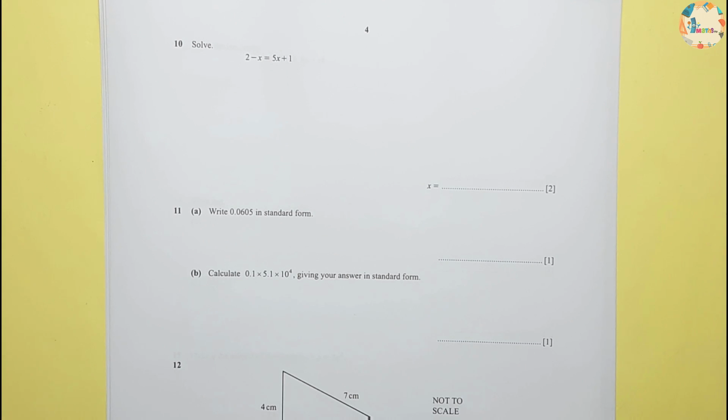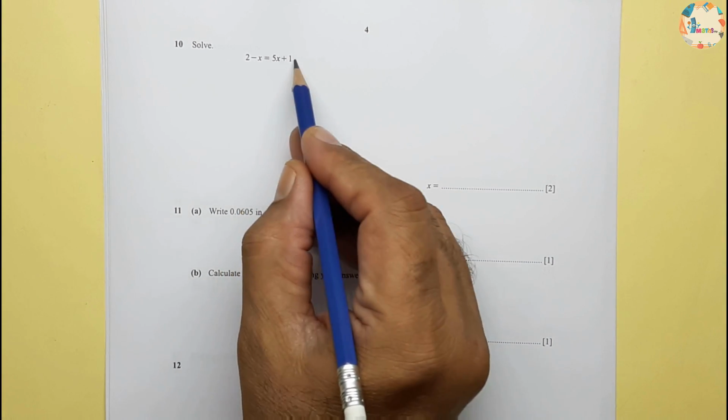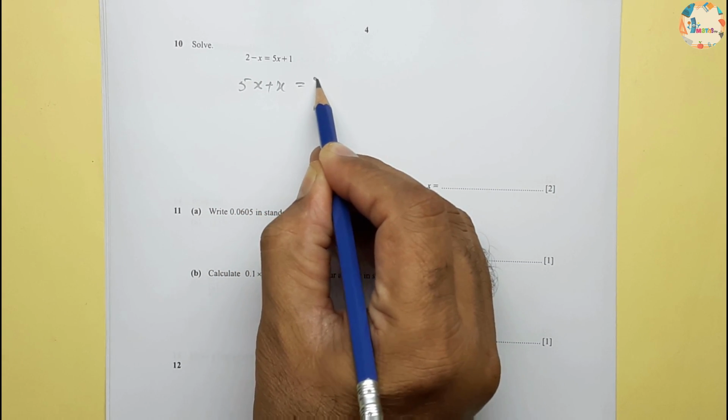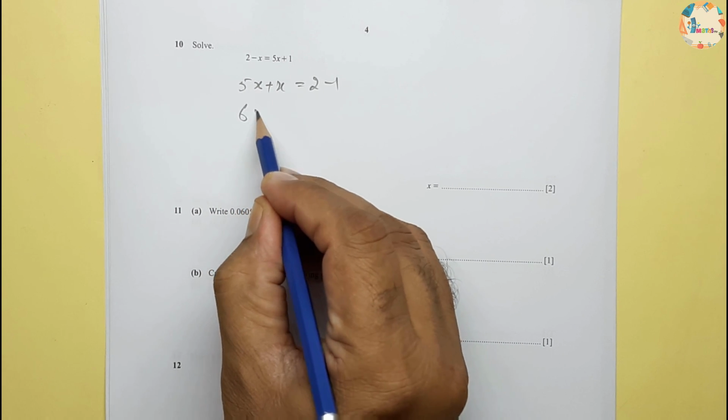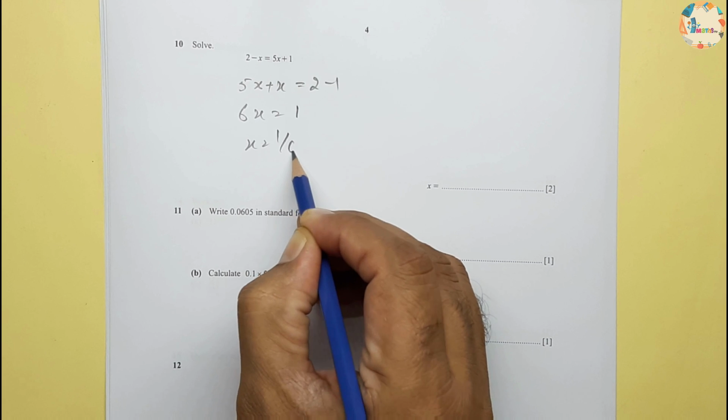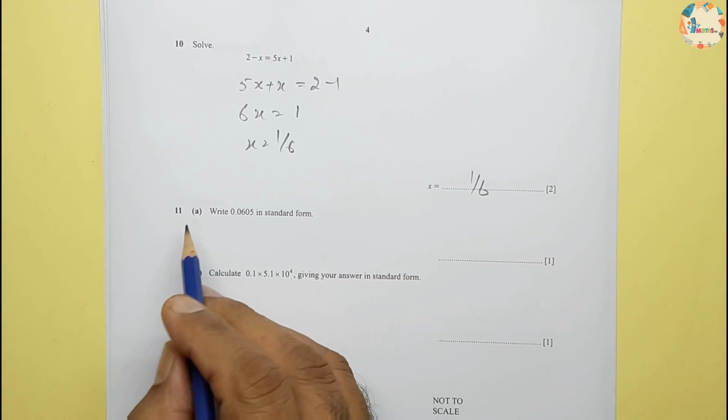Question number 10. An algebraic equation we have to solve. 2 minus x is equal to 5x plus 1, and so we shift x to one side. 5x plus x is equal to 2 minus 1, so 6x is equal to 1, and x will be equal to 1 over 6. It's simple, a 2 marks question.